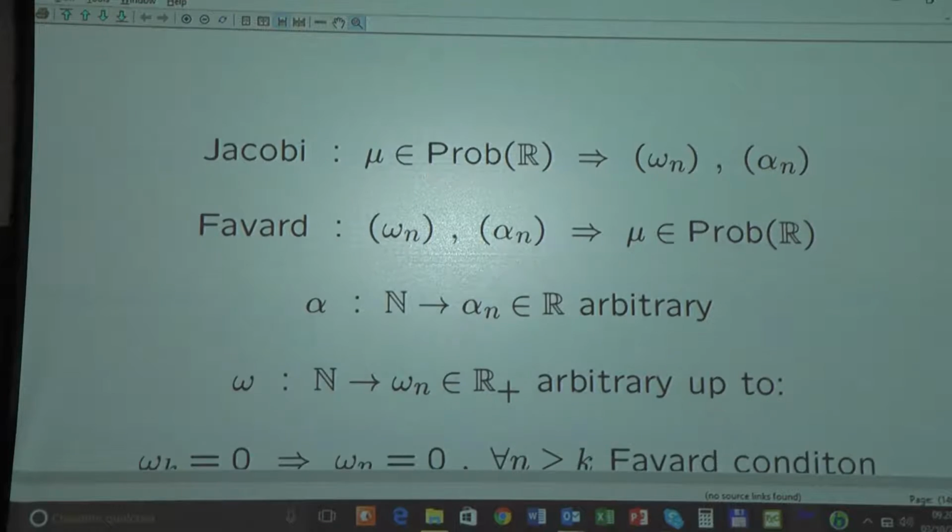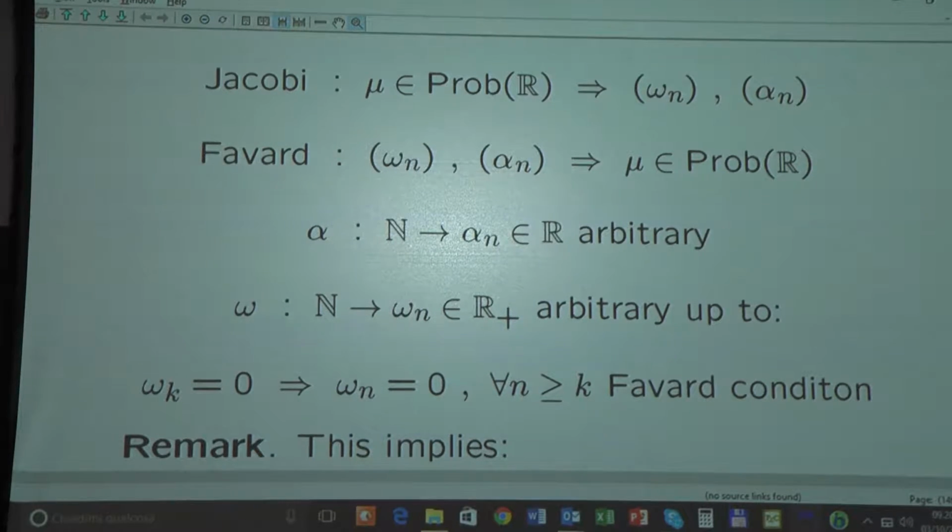So it is very important that the Jacobi theorem has a converse. Jacobi says that given a probability measure with all moments, you get two sequences, omega n and alpha n. And there is a famous lemma, which is called the Favard lemma, which is the converse, which says given two sequences, then I get a probability measure. Are the sequences arbitrary? Alpha n is arbitrary. Omega n is arbitrary only subject to one condition that we will call the Favard condition. And you will see in a moment this Favard condition has a very nice interpretation in quantum mechanics. So this condition is that if some omega k is 0, then all omega n are 0 from that k on.